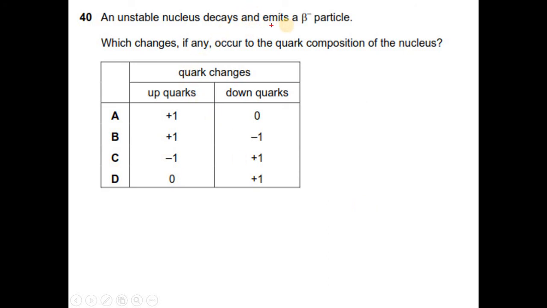An unstable nucleus decays and emits beta particles. Which charge changes, if any, occur to the quark composition of the nucleus? Remember, we have two types of beta emission, beta negative and beta positive. Beta negative is such that if you have a nucleus X with charge number Z and mass number A, and it emits a beta negative particle, minus 1, 0, the new nucleus turns into Z plus 1. The charge number is increased and the mass number stays the same, because an electron is emitted.